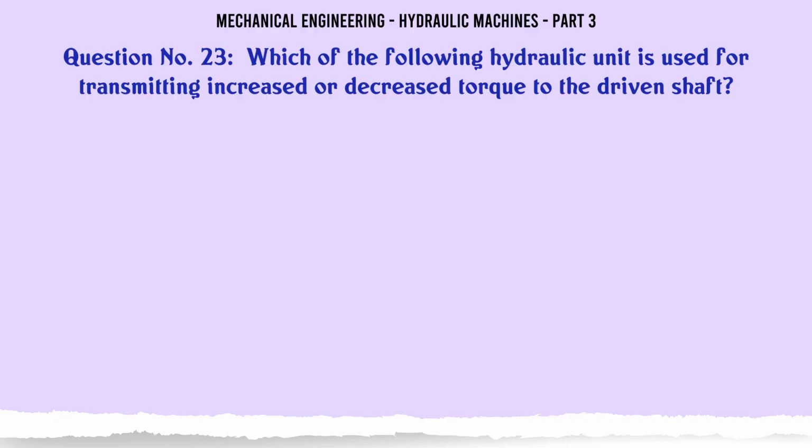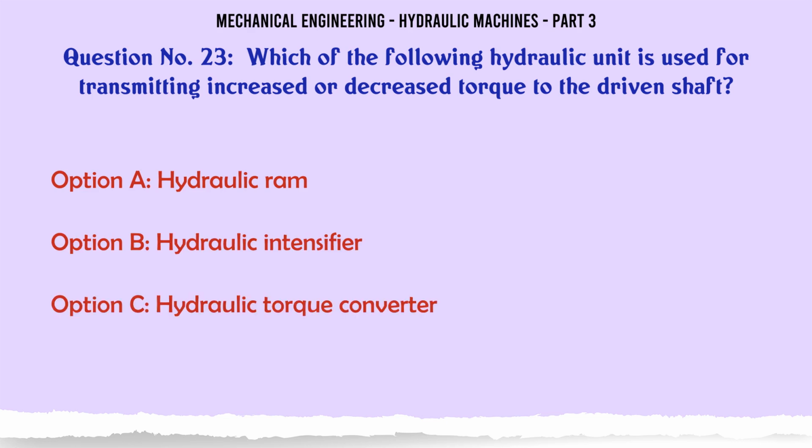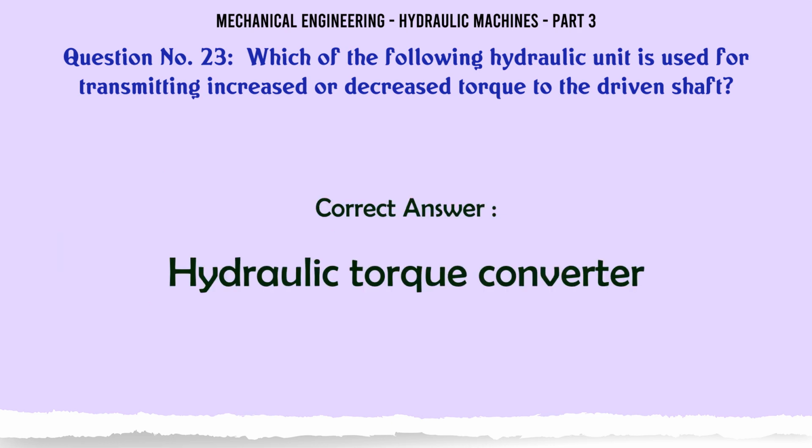Which of the following hydraulic units is used for transmitting increased or decreased torque to the driven shaft? A. Hydraulic ram. B. Hydraulic intensifier. C. Hydraulic torque converter. D. Hydraulic accumulator. The correct answer is hydraulic torque converter.